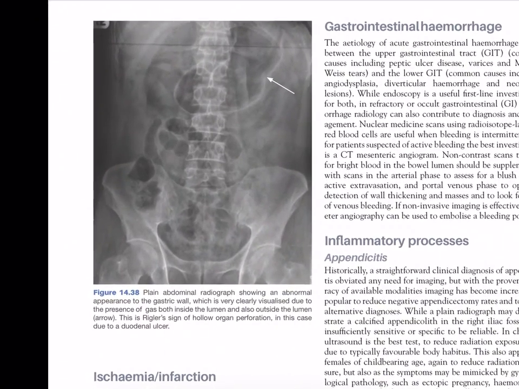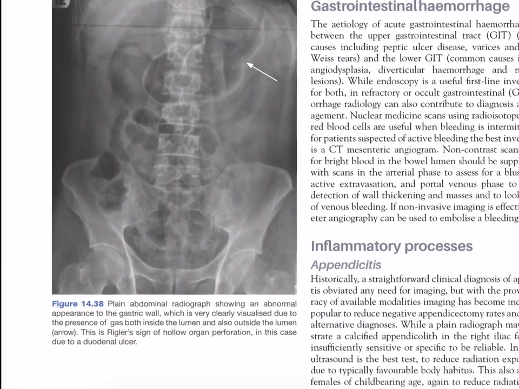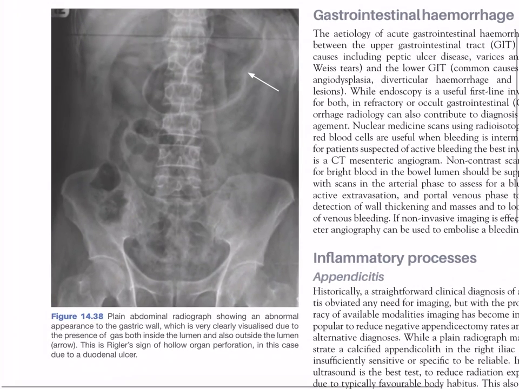Figure 14.38, a plain abdominal radiograph showing an abnormal appearance to the gastric wall, which is very clearly visualized due to the presence of gas both inside the lumen and also outside the lumen. This is Rigler's sign of hollow organ perforation, in this case due to duodenal ulcer.